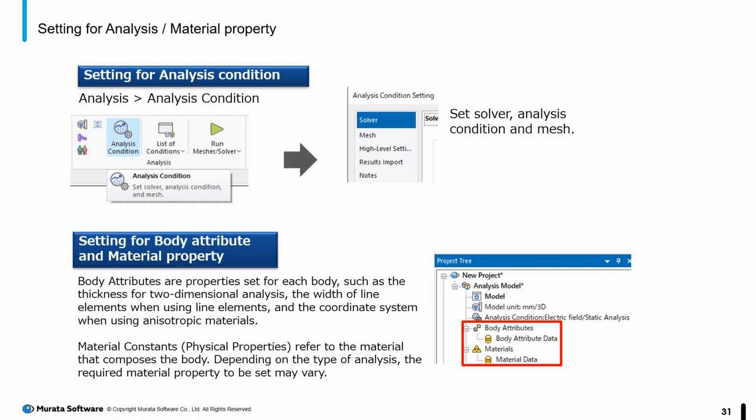Body attributes are also necessary for the analysis and are separate from material properties. These need to be set for each solver as well. For instance, in magnetic analysis, you would configure forced current. In thermal conduction analysis, you would set heat quantity. Furthermore, if using anisotropic materials, you should specify the direction of anisotropy within the body attributes. For more details, please refer to introductory courses for each solver.